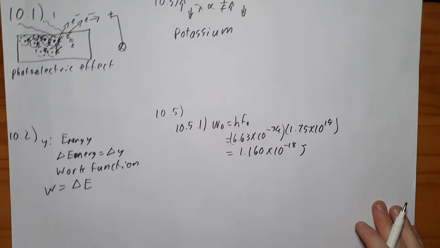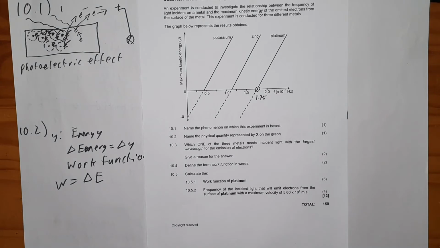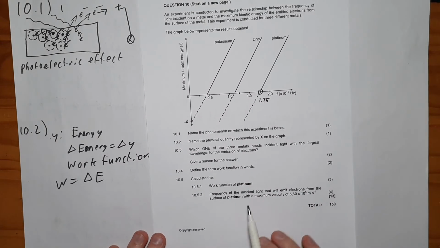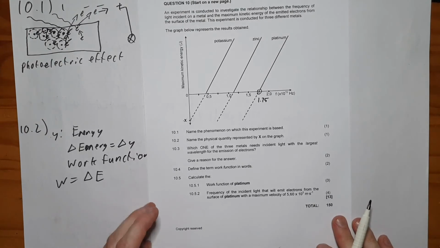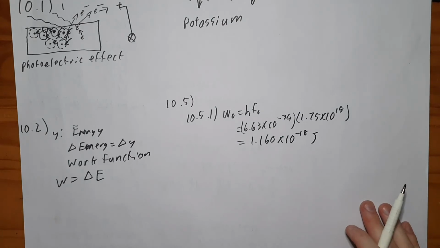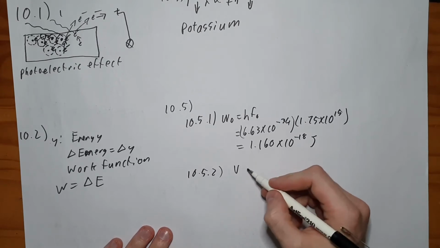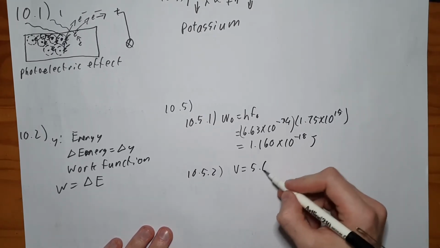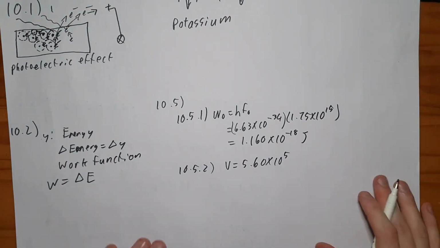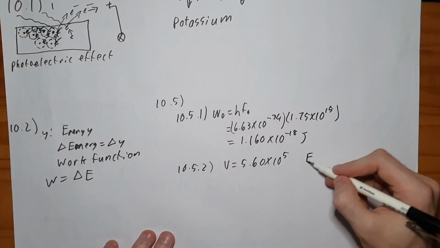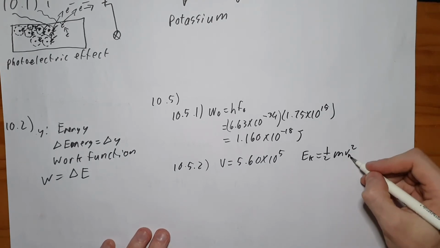Now, if we look at 10.5.2, it says the frequency of the incident light that will emit an electron from the surface of the platinum with a maximum velocity of 5.60 times 10 to the 5 meters per second. Because they've given us velocity, and we're dealing with work, we need the frequency, so you should be thinking of kinetic energy. EK equals a half mv squared, and this will be our max.